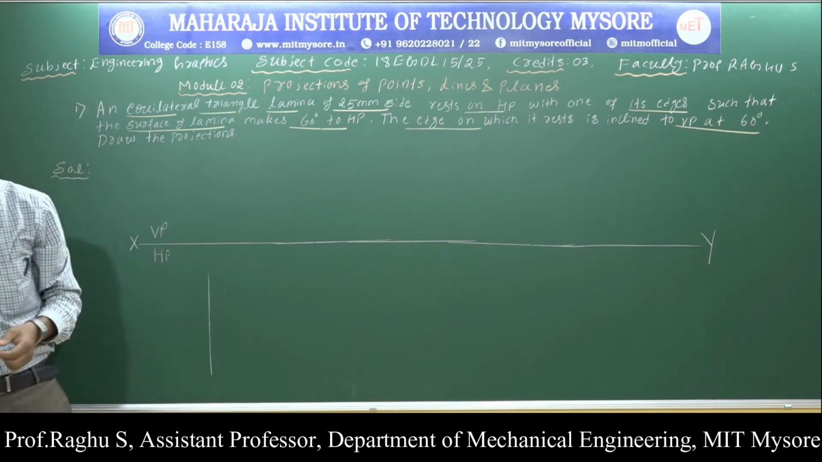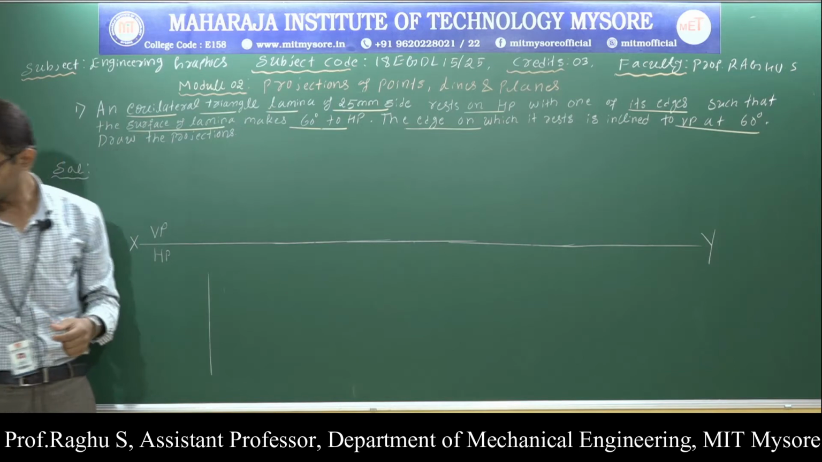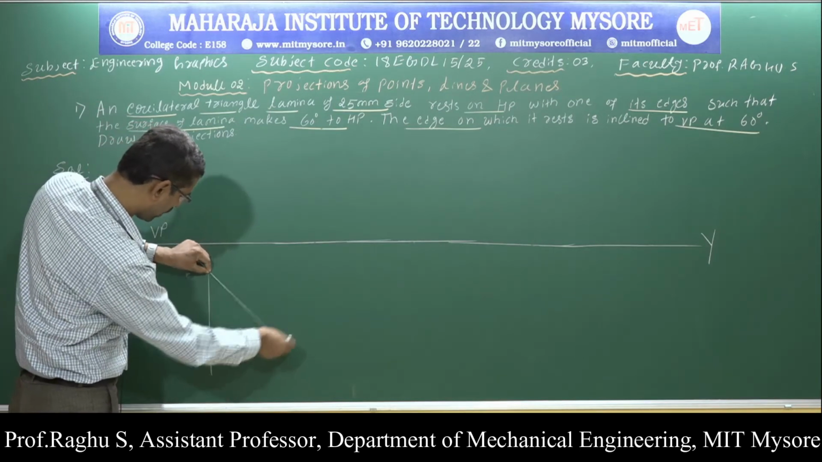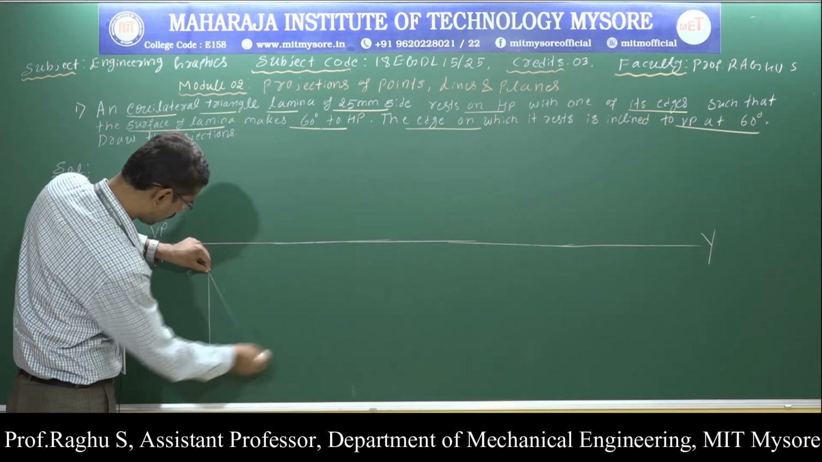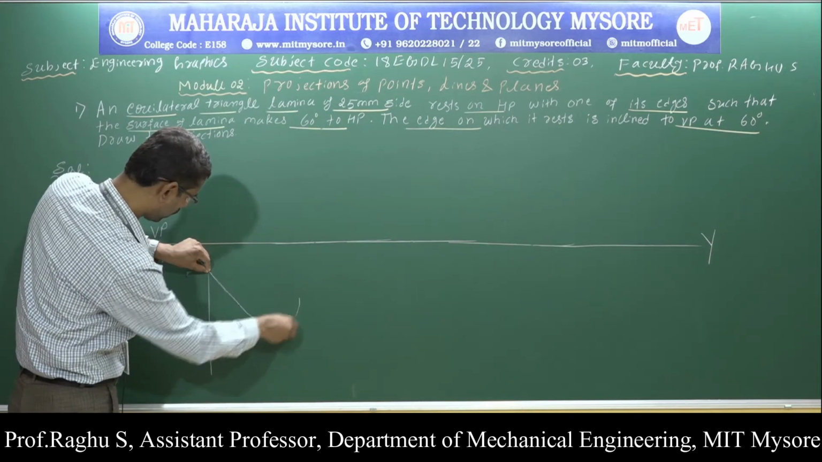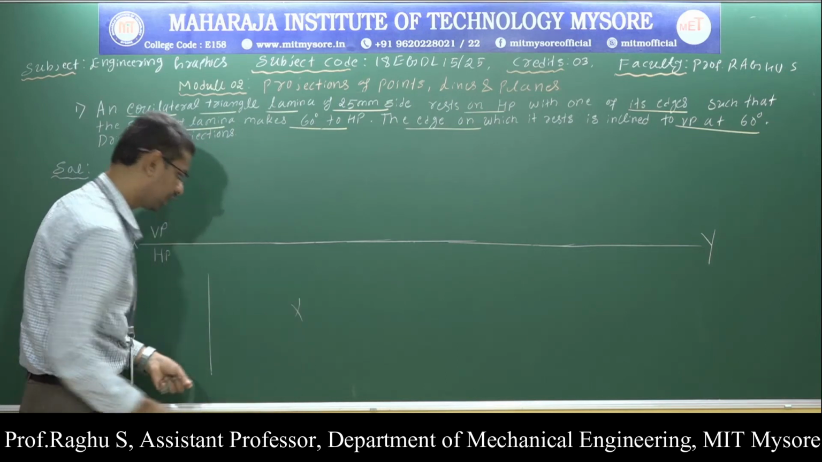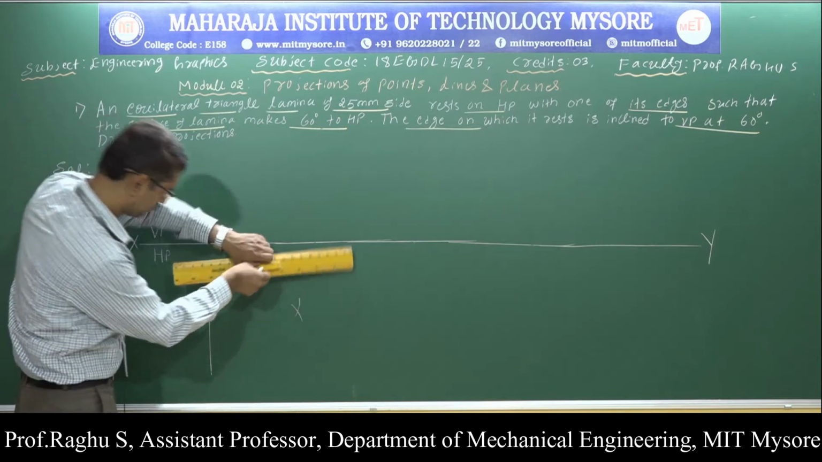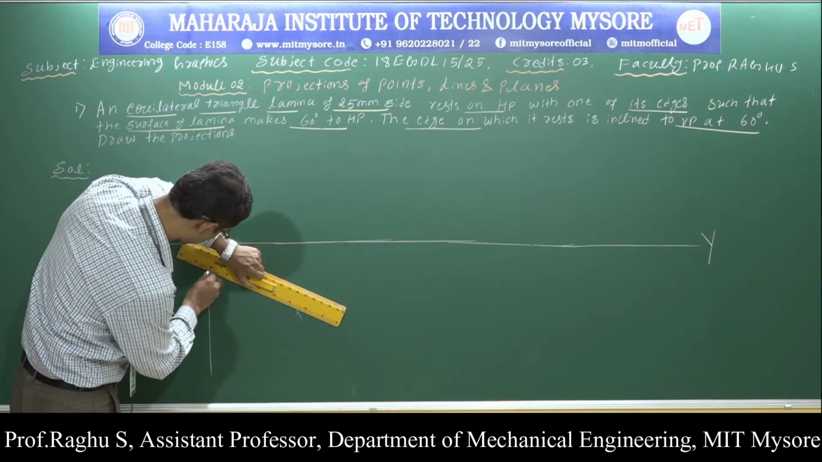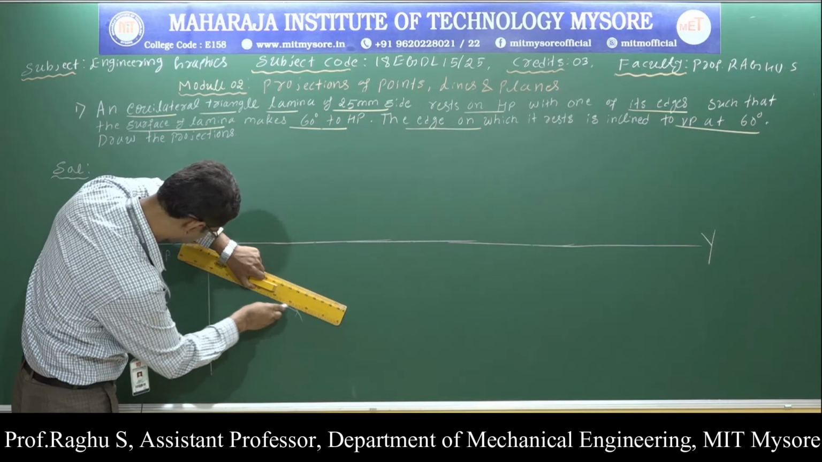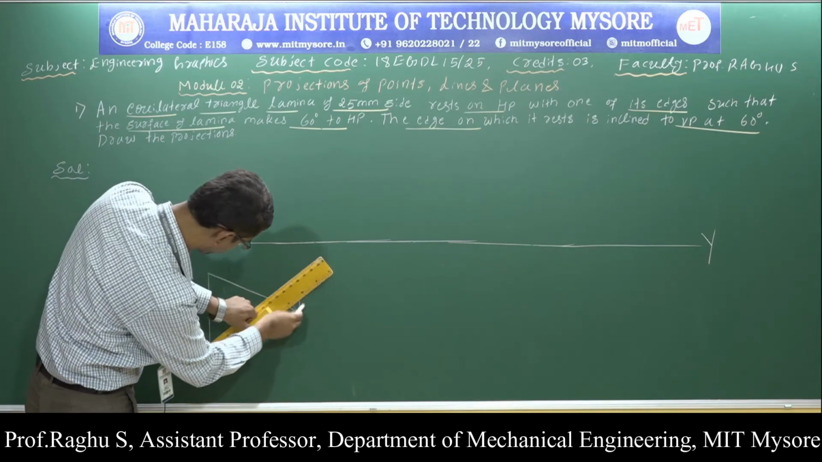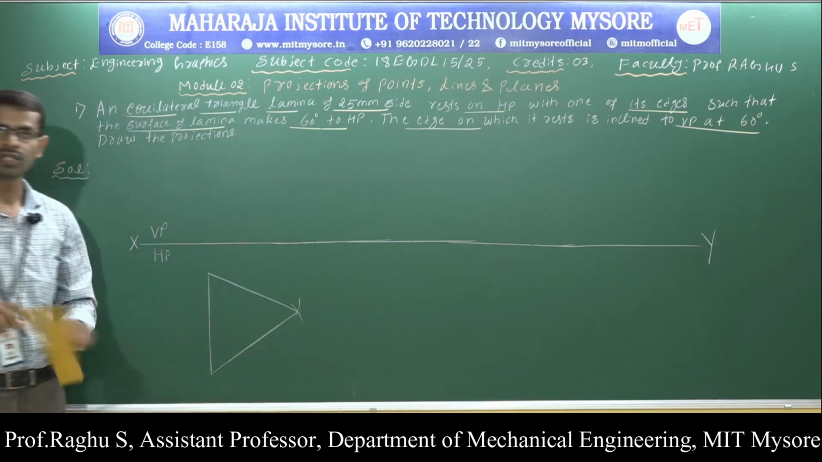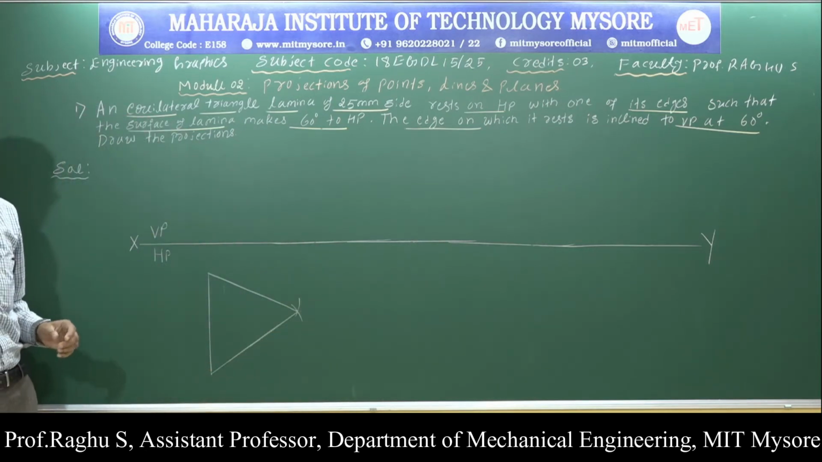Right. Next, using compass, measure this 25 mm distance, and here cut an arc to get the triangle lamina, equilateral triangle. Now join using scale. So this is the construction of the triangle lamina.